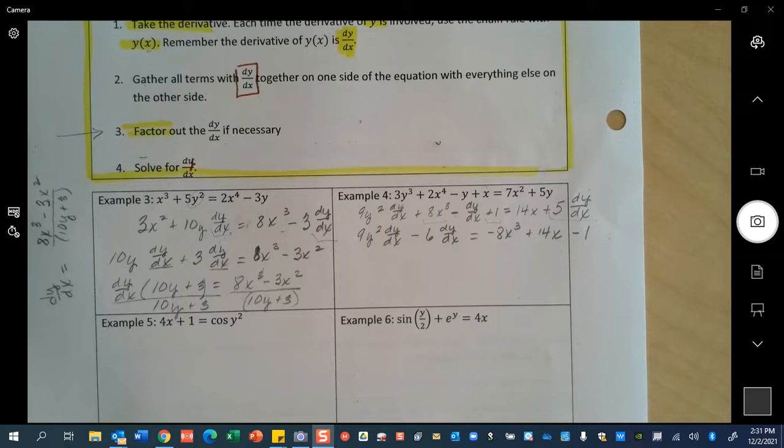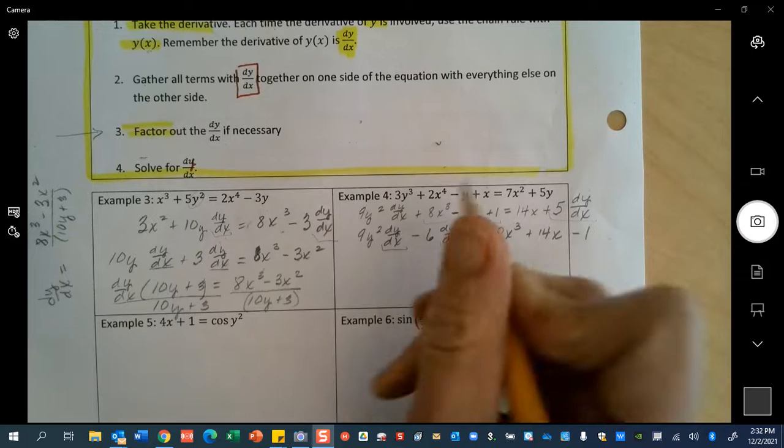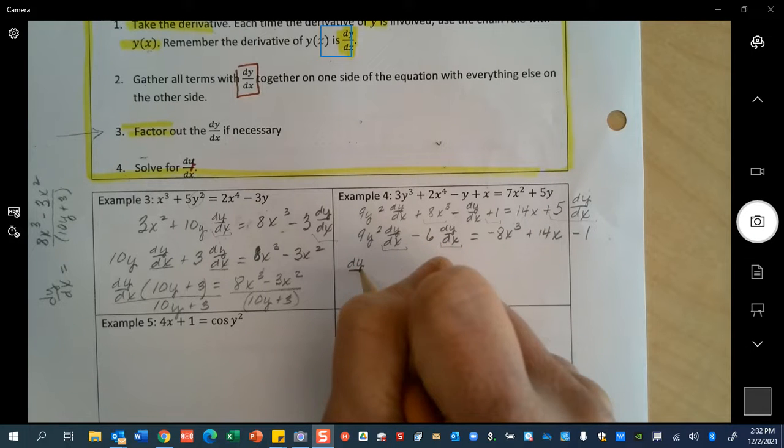You okay with me doing multiple steps at the same time? You keeping track of that, okay? All right, let's get the dy/dx out. How do I do it? Say the word factor. Thank you.